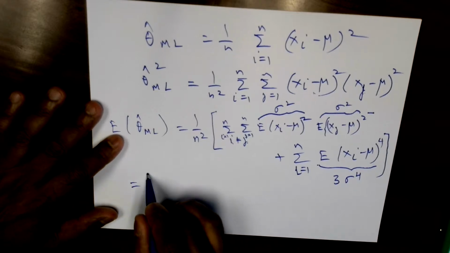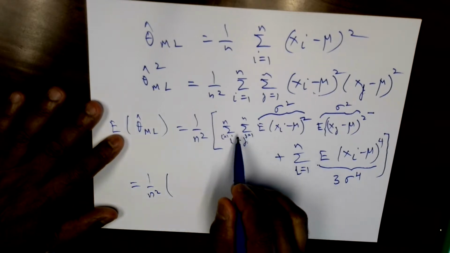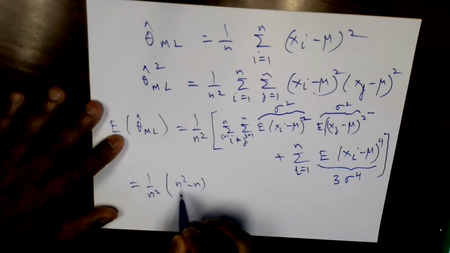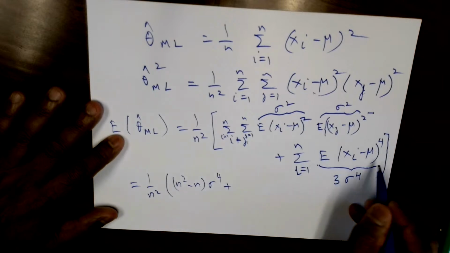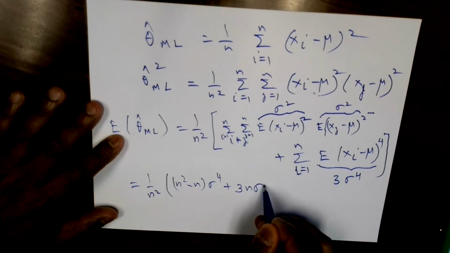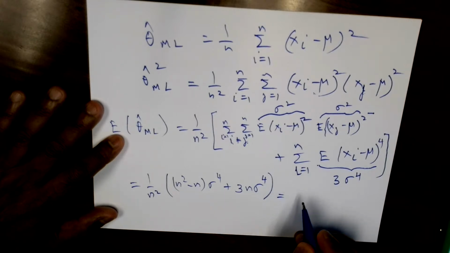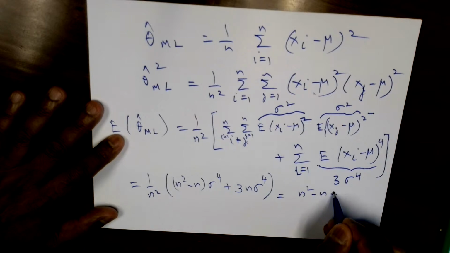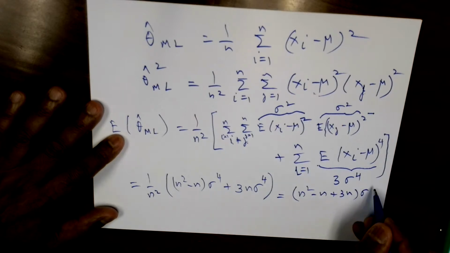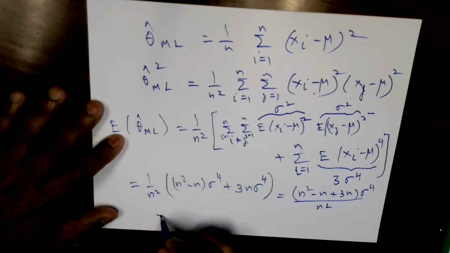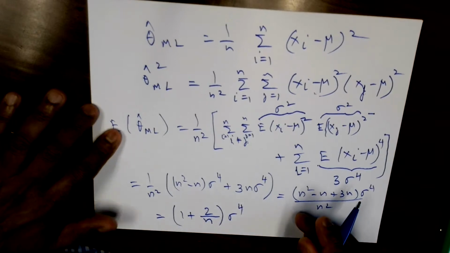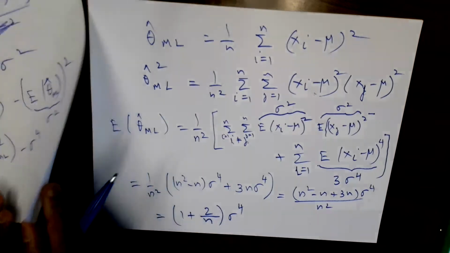And so let me put all of them together, 1 over n squared. Notice that here there are such n squared minus n terms, n squared minus n multiplied by sigma 4, and here there are n terms. So this becomes n squared minus n plus 3n, sigma 4 over n squared. So that becomes 1 plus 2 over n, sigma 4.